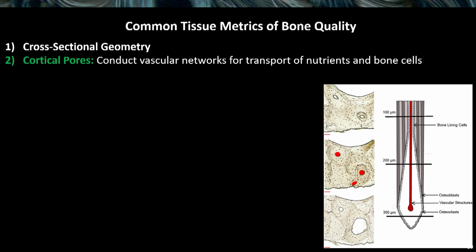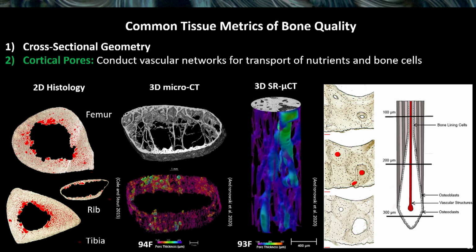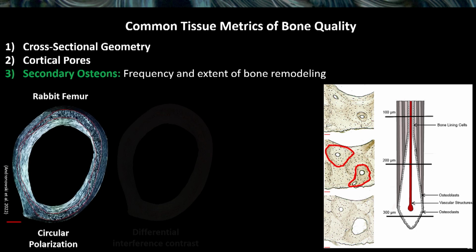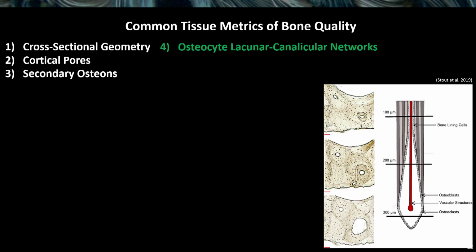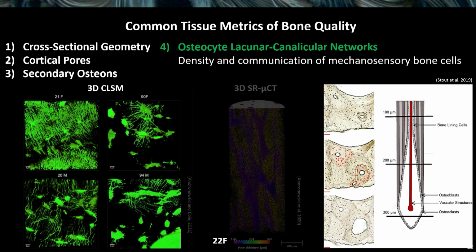Again, our cutting cone picture, cortical pores, which are required for nutrient transport, and these can be seen in both 2D and 3D. Secondary osteons, which surround the cortical pores, here in a rabbit femur, highlighted with white field fluorescence. Osteocyte lacunar canalicular networks, so the mechanosensory bone cells exist within their own pore networks, and changes in the density and communication of those can affect how well the bone senses and responds to strain.